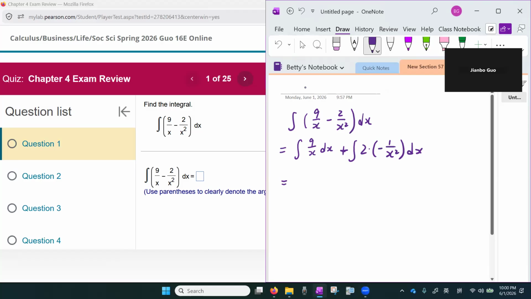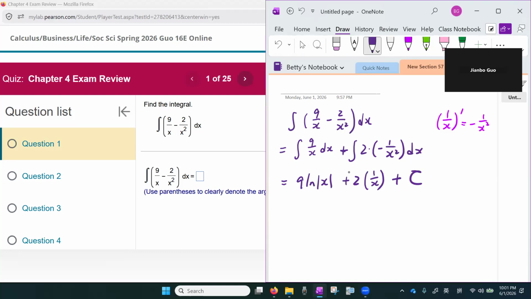the antiderivative of 9 over x is 9 ln absolute value of x, right? And which function has a derivative of negative 1 over x squared? I ask you to remember this formula. The derivative of 1 over x is negative 1 over x squared. So the antiderivative of negative 1 over x squared is 1 over x. So we have plus 2. The coefficient 2 remains as coefficient times 1 over x, all right?